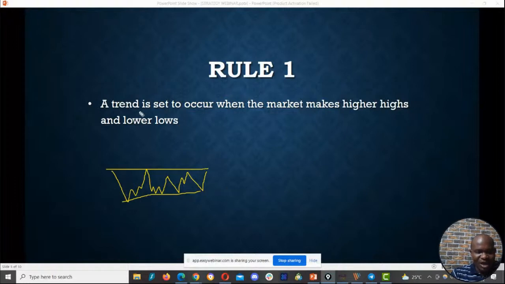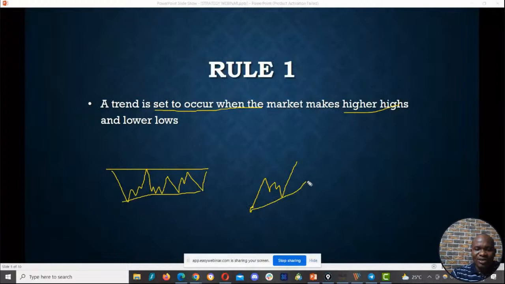We are not trending. So the rule number one for someone to tell you that we are trending, a trend is set to occur when the market is making what? Higher high and higher low. And this is where you see something like this in the market. For the first time, at least, that market is said to be what? Trending. So you are now permitted to connect this dot, this line, and this is your trend.